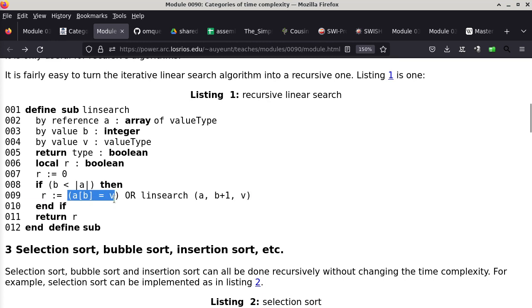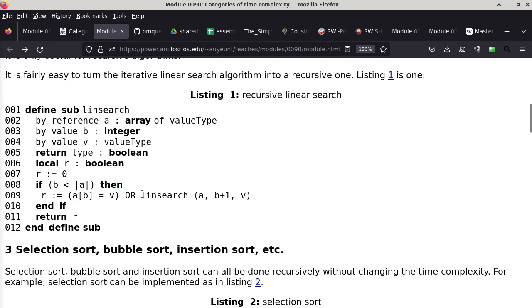The first part of the expression says, a bracket b equals v. So that means, hey, we just found it. The index b is indexing into an element of a that has the same value as what I'm looking for. Or, okay, so here's an or, which means if the element at index b is not what I'm looking for, well, then we have a second chance of making the disjunction true.